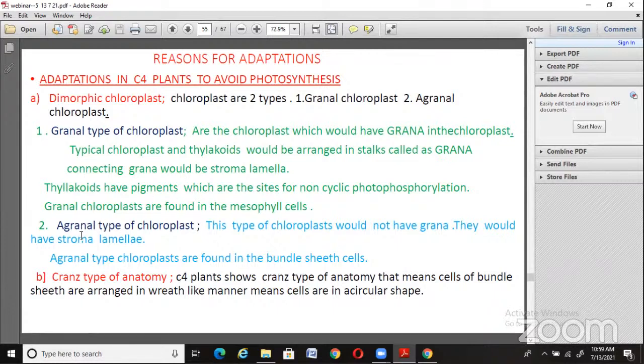Then the second one is the agranal type of chloroplast. A means absent. What is absent? Grana is absent. Then what are the remaining structures? Without grana, only fret channels or stroma lamellae are present in this type of chloroplast. So this type of chloroplast would not have grana; grana are absent, and they would have only stroma lamellae. And I'll show you the concerned diagram.